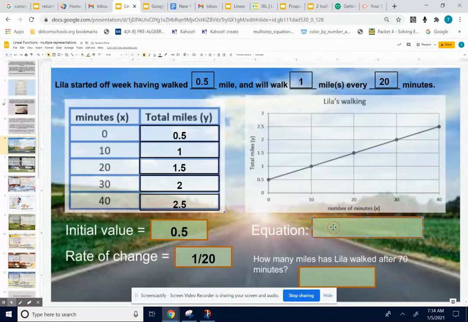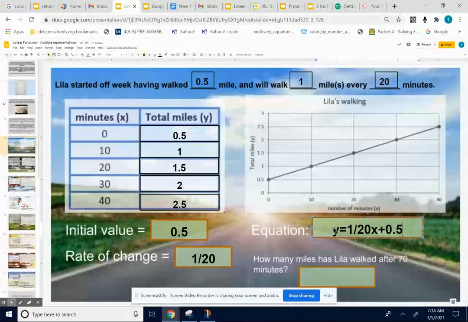My equation: y equals, the slope goes first after the equal sign. That'd be 1/20th or 0.5 over 10. Then the x, then the plus, and then the initial value of 0.5. Got a lot of pluses in there.